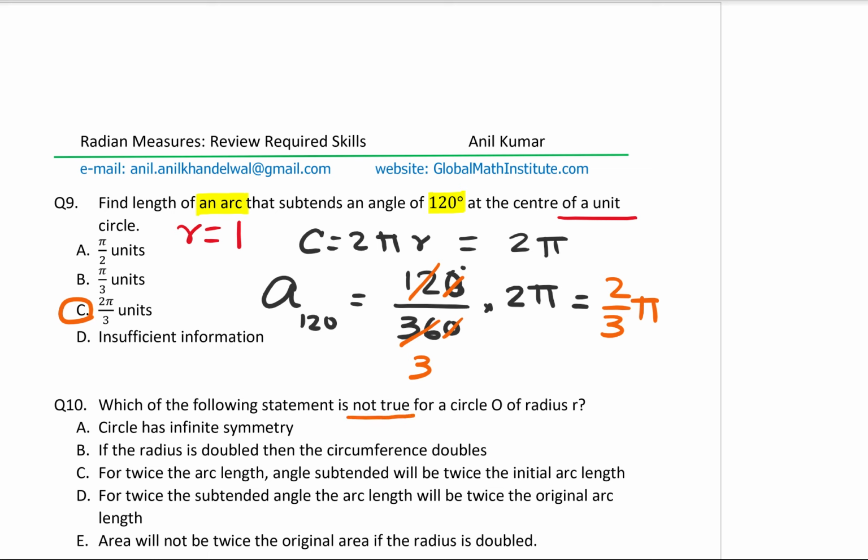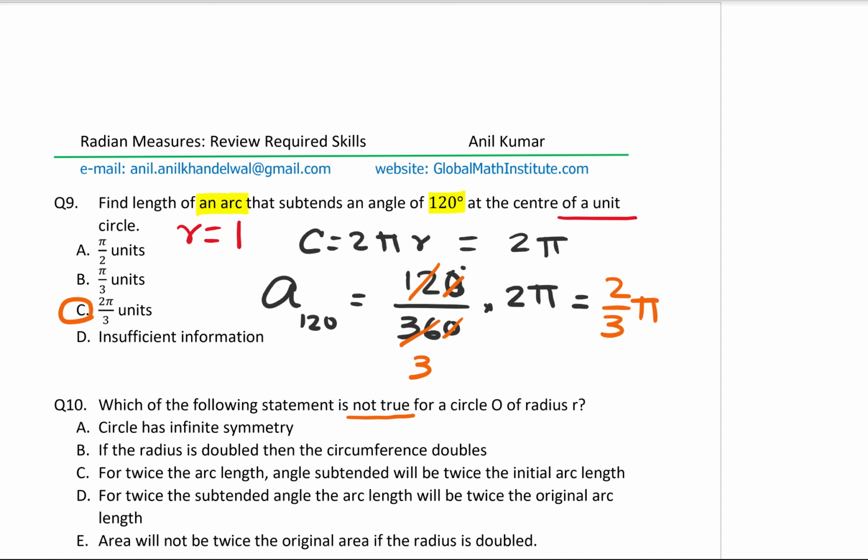Question number 10 here is, which of the following statements is not true for a circle O of radius r? A. Circle has infinite symmetry. B. If the radius is doubled, then the circumference doubles. C. For twice the arc length, the angle subtended will be twice the initial angle. D. For twice the subtended angle, the arc length will be twice the original arc length. E. Area will not be twice the original area if the radius is doubled? Very interesting question. I would like you to think about it and answer. It seems as if all 5 are correct. However, it's a bit tricky question, so think about it.